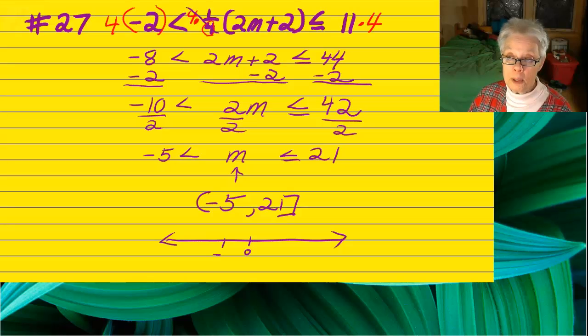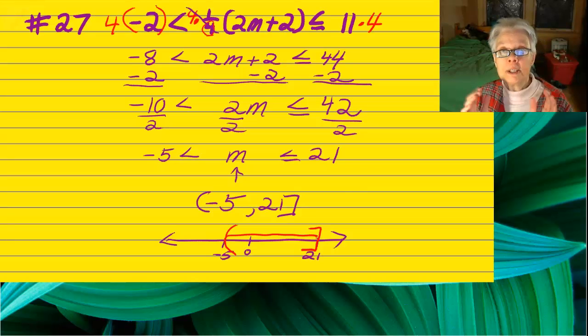Now on the number line, negative 5 is to the left, 21 is to the right, and m can be any number in between them. I put the parenthesis on the left, the bracket on the right. They're facing each other because m can be any number in between them. In a way, they're containing m.